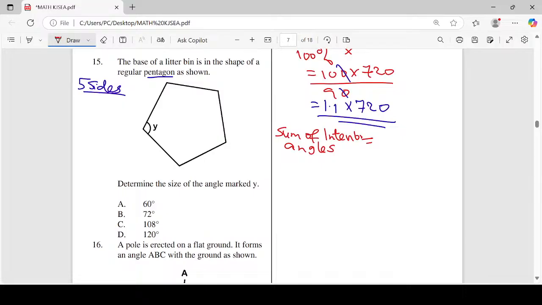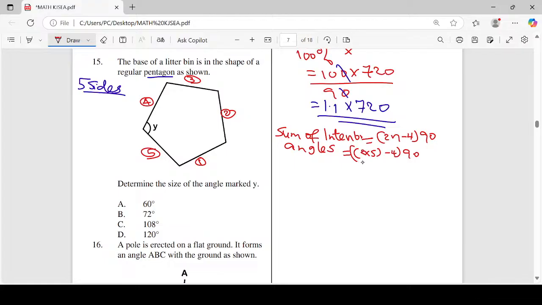Sum of interior angles is being given by 2n minus 4 times 90, where n is the number of sides of the polygon. When you do replacement, remember n is the number of sides, and because this is a pentagon, it has 5 sides. This is side 1, side 2, side 3, side 4, side 5. So this will become 2 times 5 minus 4 times 90.